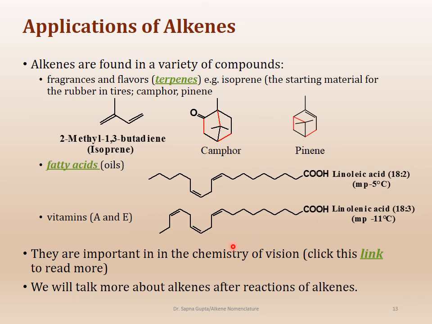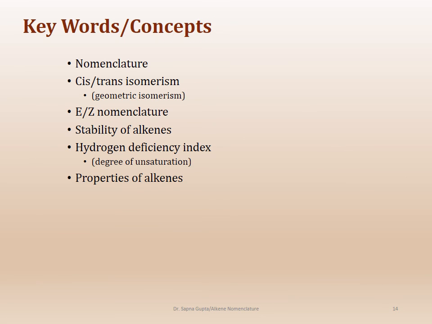We will talk a lot more about alkenes after we've done the reactions of alkenes, because right now you know only about the nomenclature and some physical properties, but not chemical properties. Once you know that, then we will talk more about this. One interesting thing about alkenes is that they're really important in the chemistry of vision. If you want to read more about it, go to this link, because it's just a matter of geometric isomerism for us to actually see anything. It's a really interesting thing that such a simple thing can make vision possible in our eyes.